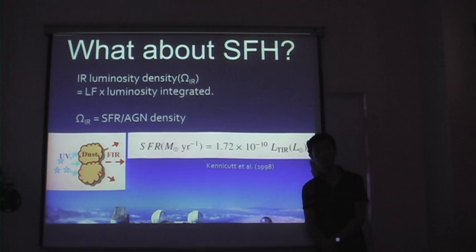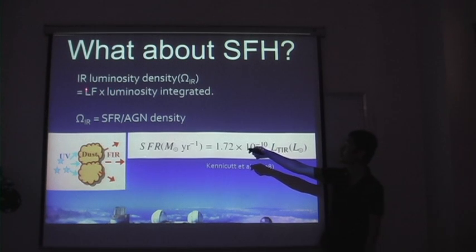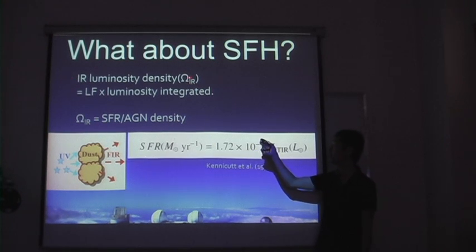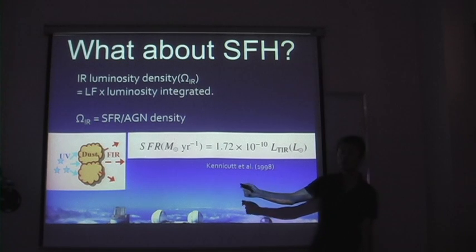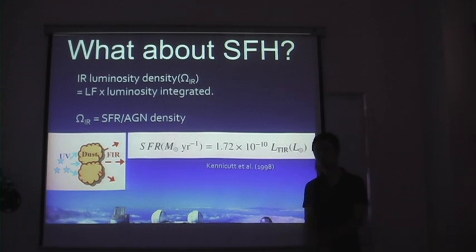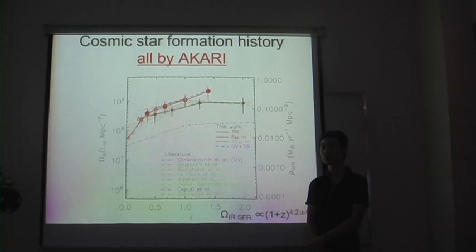What about the cosmic star formation history that we want to reveal? Once we have the infrared luminosity function, if we multiply by infrared luminosity and integrate, then we get the infrared luminosity density. And this infrared luminosity density is directly related to the star formation rate density in this equation. So we can estimate the cosmic star formation history. And here's the result.